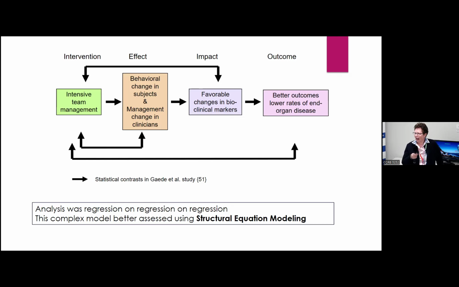So the analysis was regression on regression on regression on regression. This complex model is better assessed using other things, particularly something like a structural equation model. It's rarely done, certainly in biomedical problems, but here's an example of using a proper analysis to deal with a complex intervention. So that was this group.